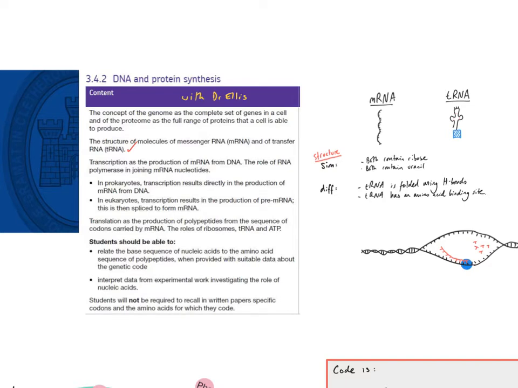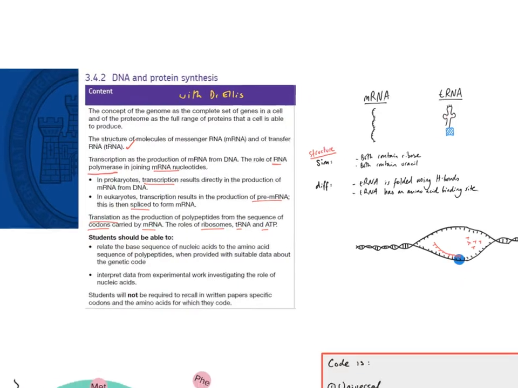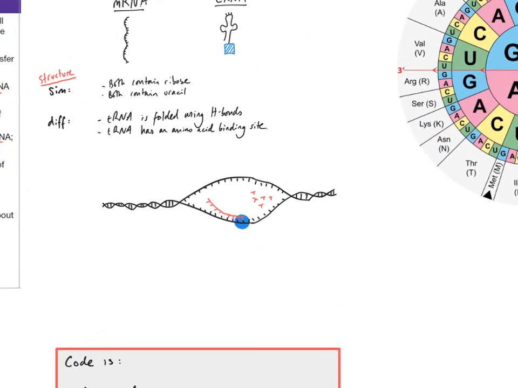And we just zoom through this. So I've got RNA polymerase to get into, mRNA nucleotides, transcription, mRNA made, pre-mRNA, splicing, translation, codons, mRNA, ribosome, tRNA, ATP. So I've got all those to address. Okay, so let's look at this diagram first.